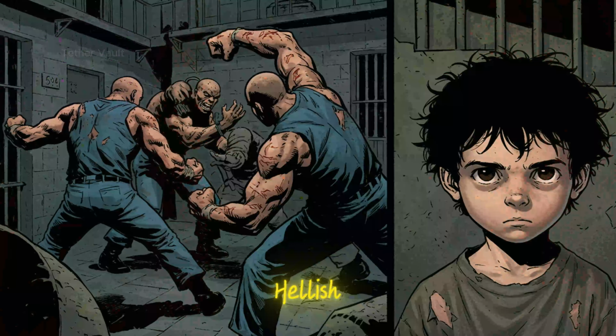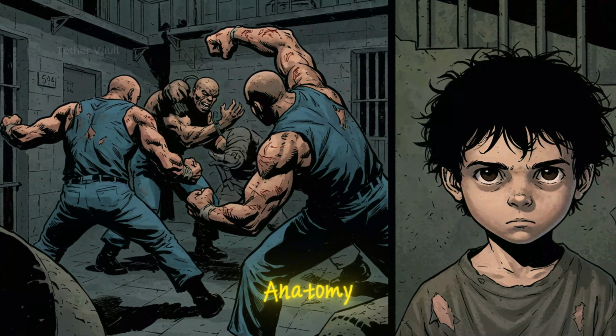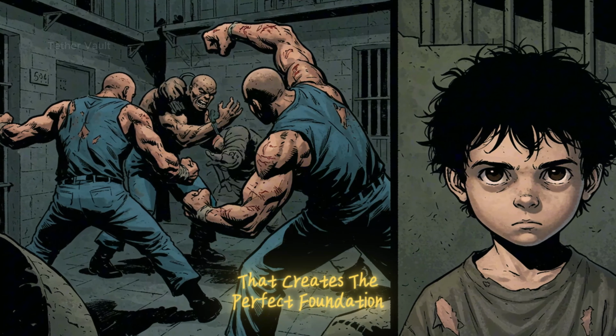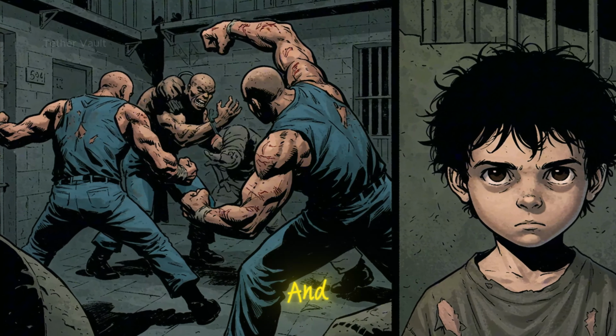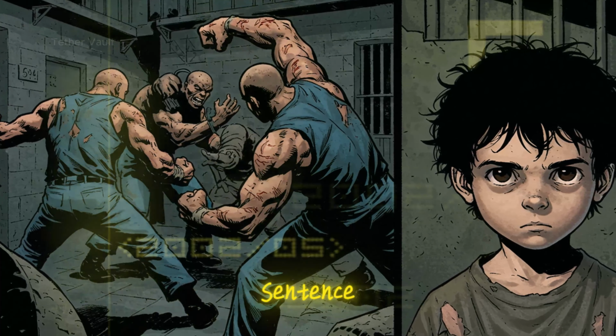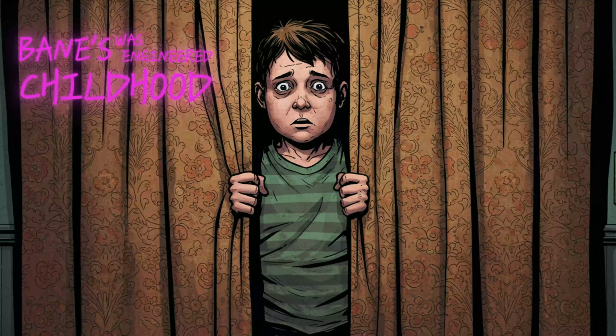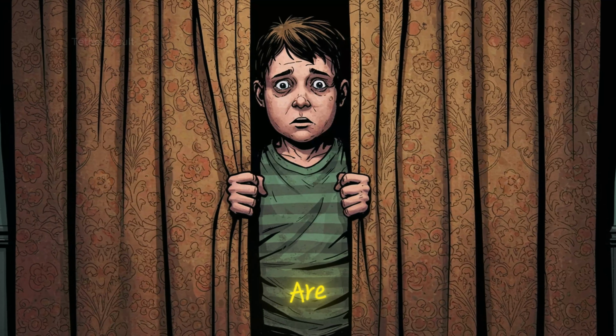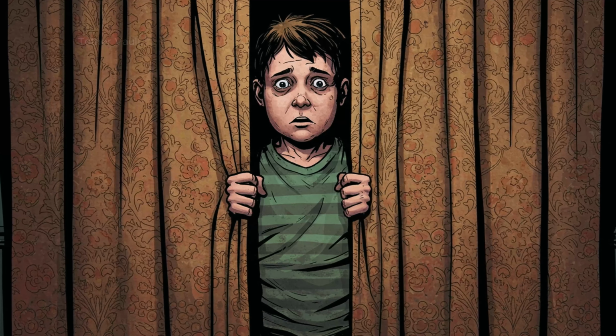Bane's origin in the hellish Peñaduro prison represents character anatomy operating at peak efficiency, a backstory that creates the perfect foundation for a villain who understands both survival and strategy. Born and raised in a Caribbean prison where he served his father's life sentence, Bane's childhood was engineered by his creators to produce a character who learned that intelligence and physical power are equally necessary for survival.